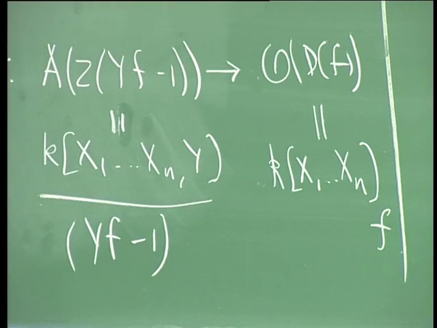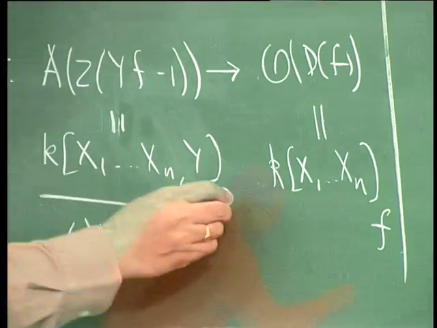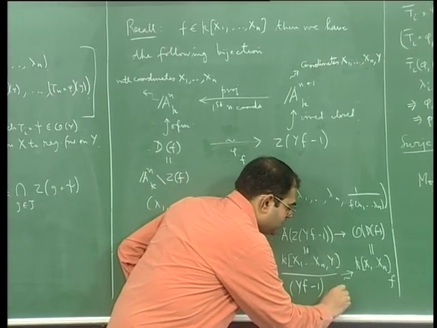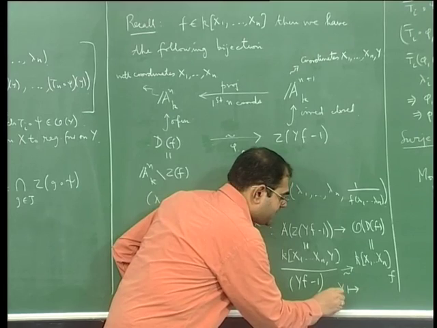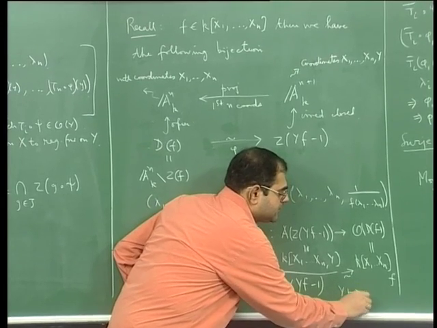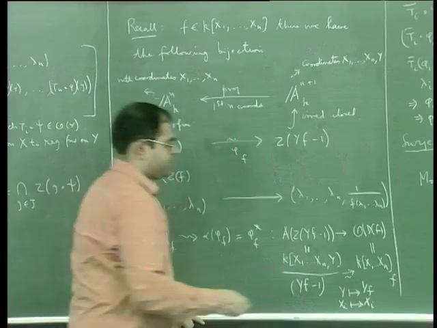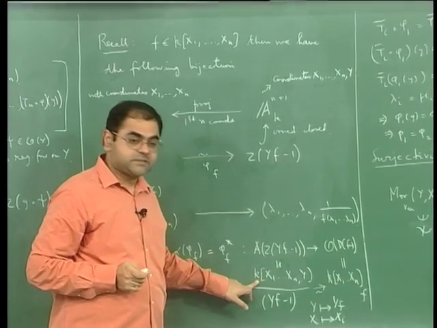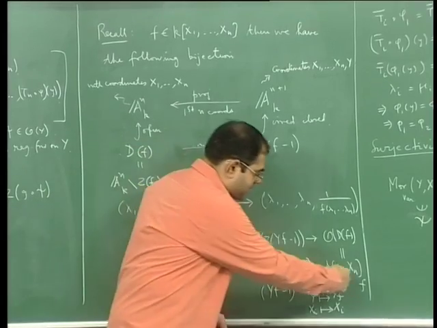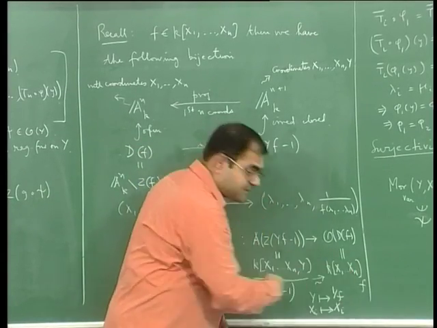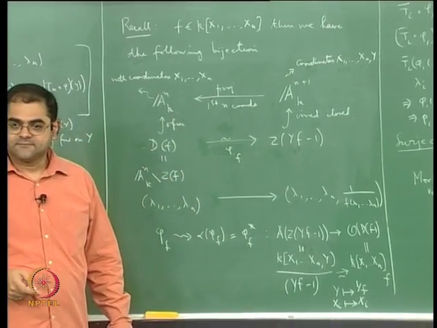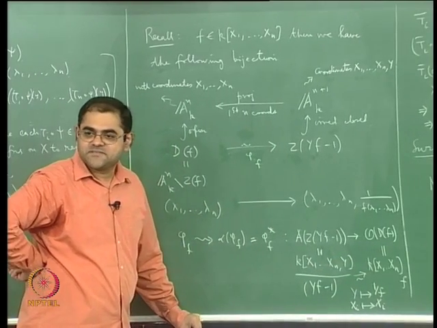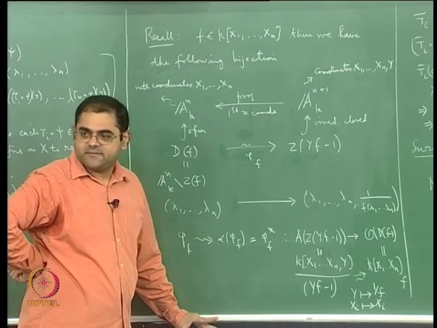And now after you do that checking, you check that this map is the natural isomorphism you get in commutative algebra. It is a map that is given by sending x_i to x_i and sending y to 1 by f, okay. This map comes from this direction because of the universal property of the polynomial ring in n plus 1 variables, and this map is an isomorphism because the map in the other direction comes from the universal property of the localization. So you can check that this pullback map is actually this isomorphism, which is completely commutative algebraic, okay.